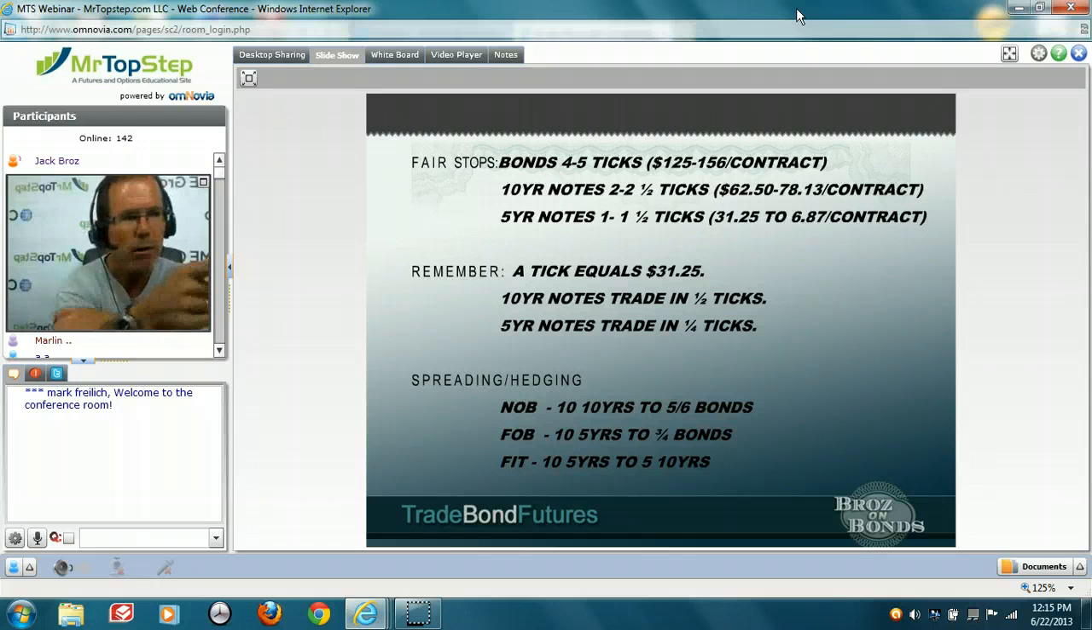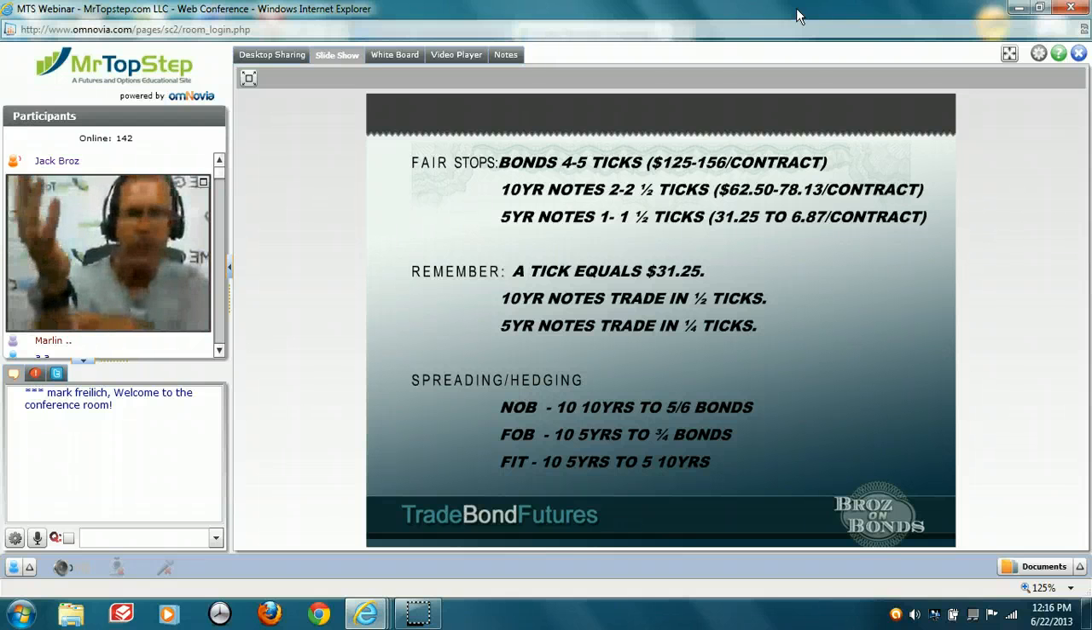10-year notes trade in half ticks, 5-year notes trade in 1/4 of a tick. On the floor, if 5-year notes go from 15 to 15 1/4, that's 1/4 of a tick, and it's worth 7.81 or something. So remember that: a tick equals 31.25 on the floor.